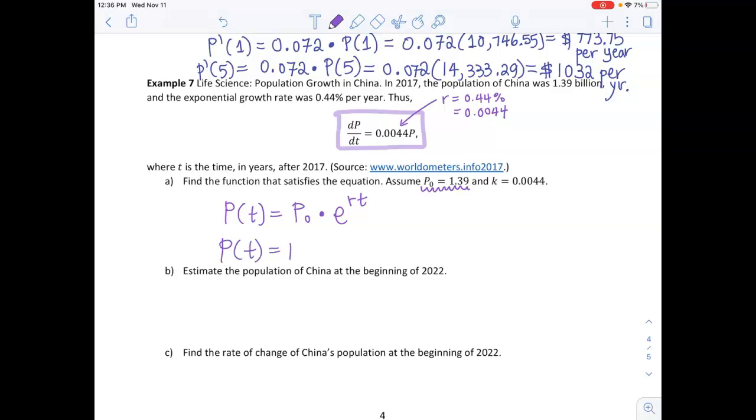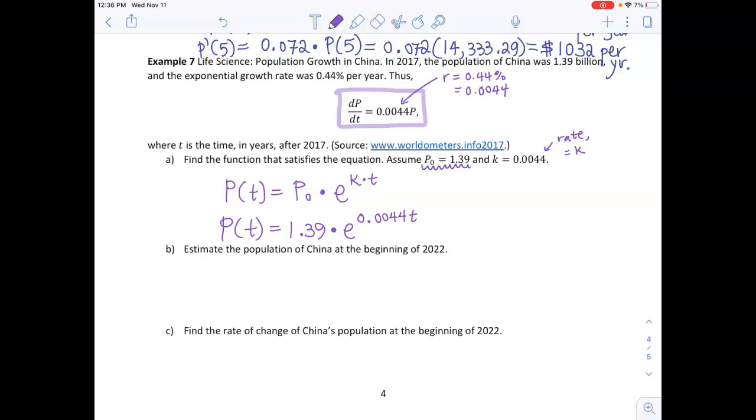Okay, I'm going to plug in everything I know. P of t is equal to 1.39 billion times e raised to the r, sorry, I keep using r, but this example likes to use k. So k times t, where k is 0.0044 and t is just that unknown input value, however many years it is from 2017. So we wrote the function.